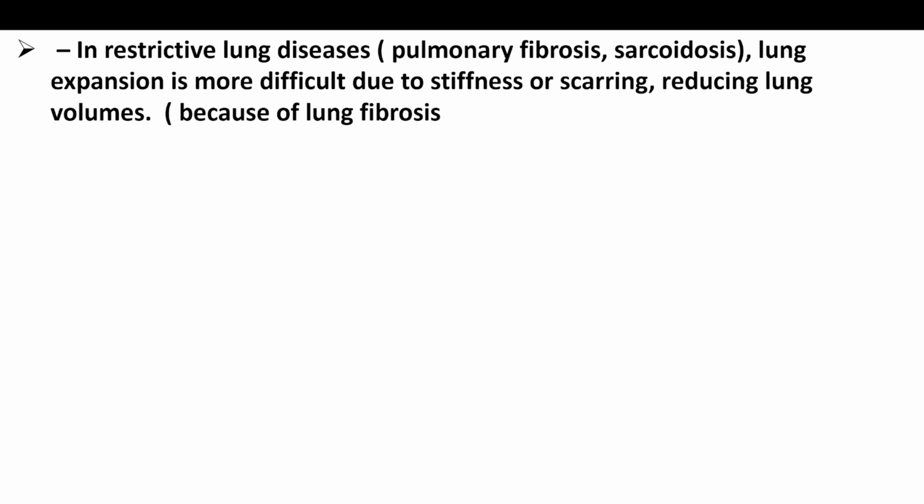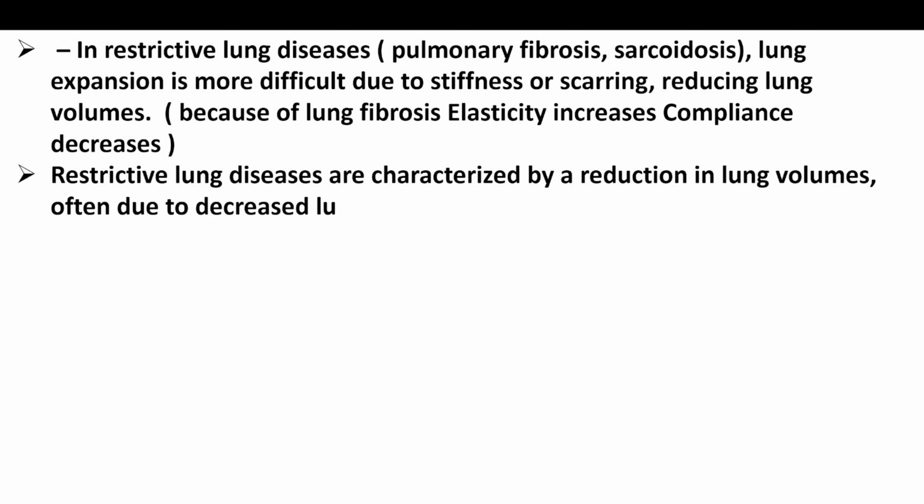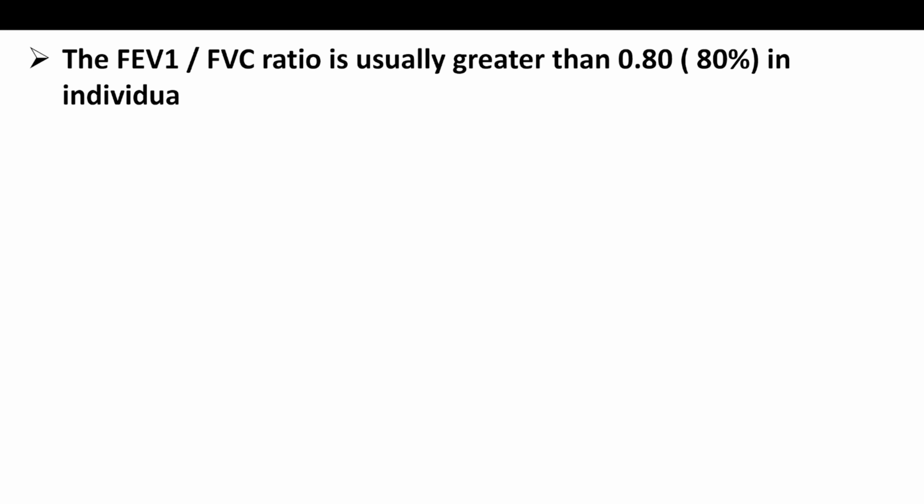In restrictive lung diseases, pulmonary fibrosis, sarcoidosis, lung expansion is more difficult due to stiffness or scarring, reducing lung volumes. Because of lung fibrosis, elasticity increases, compliance decreases. Restrictive lung diseases are characterized by a reduction in lung volumes, often due to decreased lung compliance or chest wall/respiratory muscle dysfunction. The FEV1/FVC ratio is usually greater than 0.80, 80%, in individuals with restrictive lung diseases.